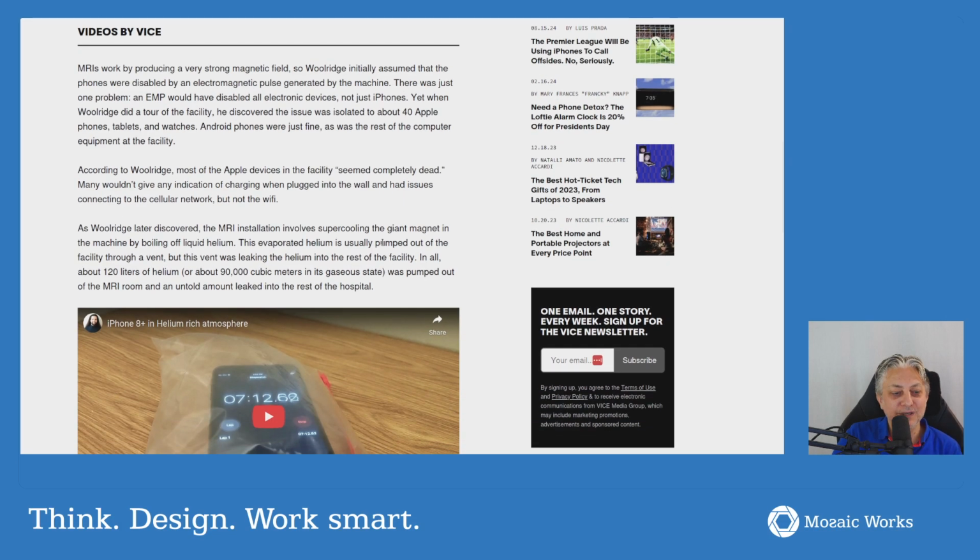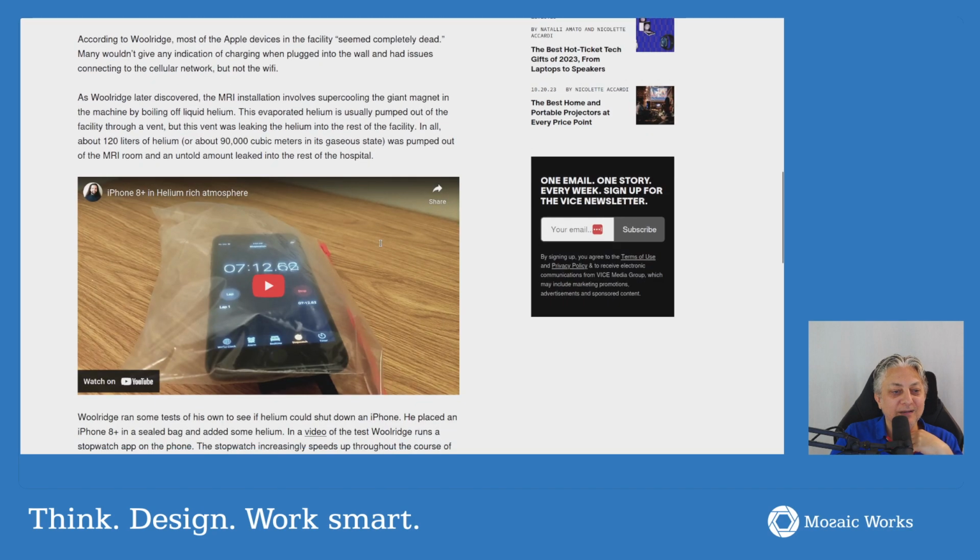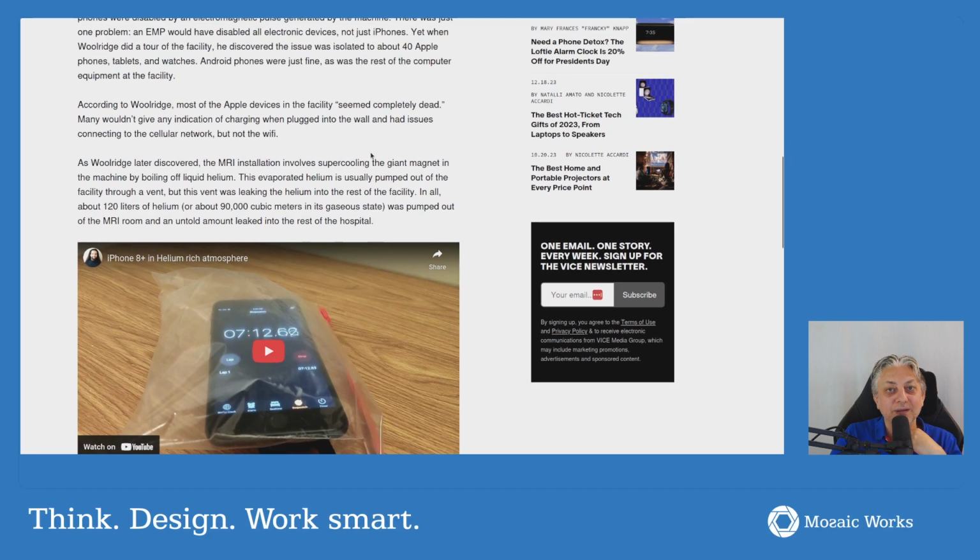According to Woolridge, most of the Apple devices in the facility seemed completely dead. Many wouldn't give any indication of charging when plugged into the wall and had issues connecting to the cellular network, but not the Wi-Fi. And now, what happened? As Woolridge later discovered, the MRI installation involves supercooling the giant magnet in the machine by boiling off liquid helium.